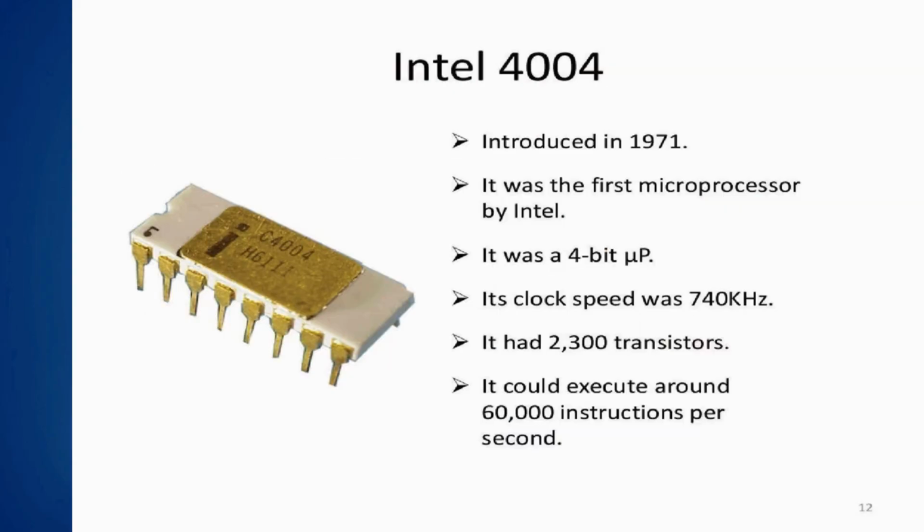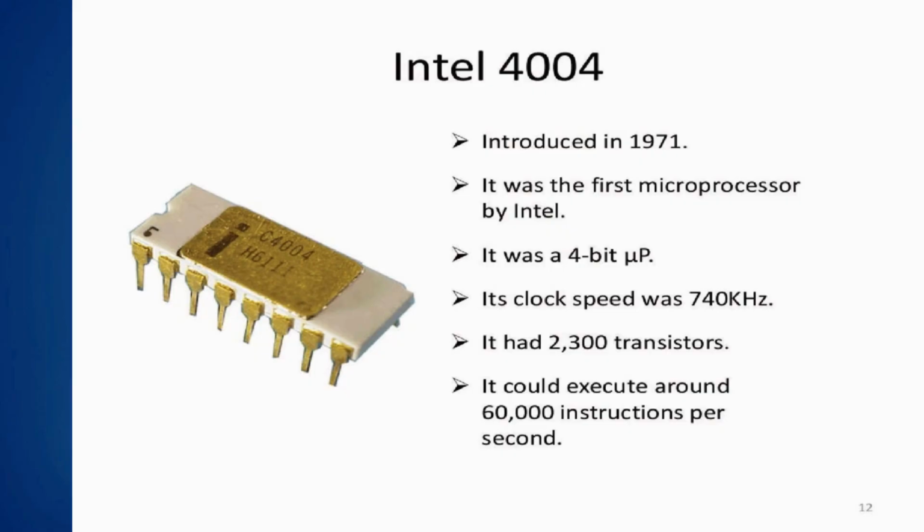Introduced in 1971. This is the history of the microprocessor. In 1971, Intel started launching the first microprocessor, called Intel 4004. It was a 4-bit microprocessor. This is the first generation IC. It consists of a 4-bit data handling IC. The clock speed is very small, 740 kilohertz. So it can operate at a maximum speed of 740 kilohertz, and it had 2300 transistors inbuilt in it.